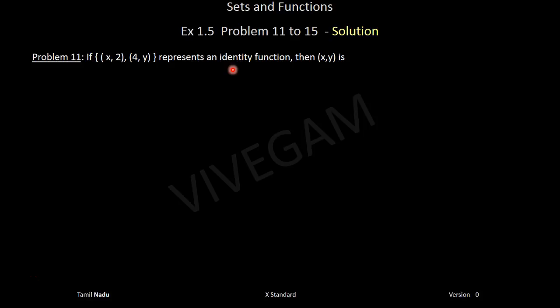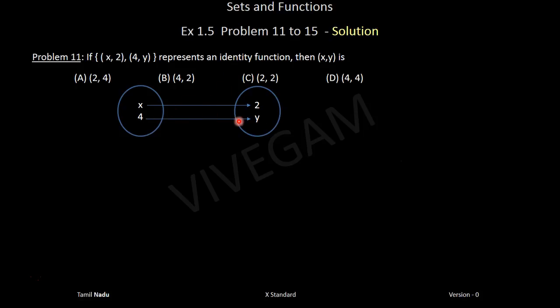An identity function means each element is mapped to itself, right? So let's draw the domain and the range and put the elements there. This is your domain, x and 4, and the range is 2 and y. That is why I've separated the domain and the range. So x must be mapped to itself and 4 is mapped to itself. That is why I've represented it in the arrow diagram. Which means x is equal to 2 and 4 is equal to y.